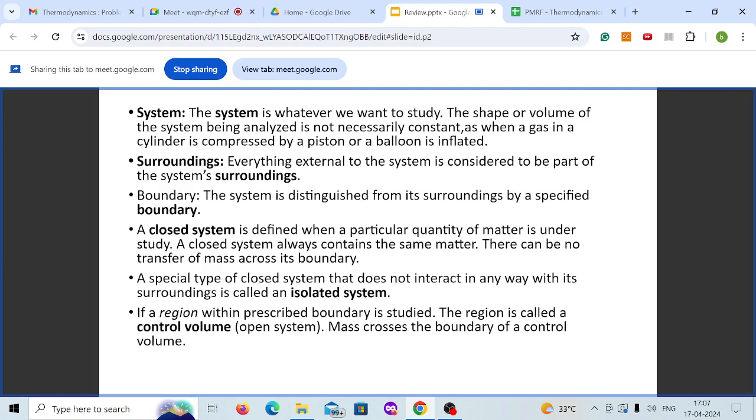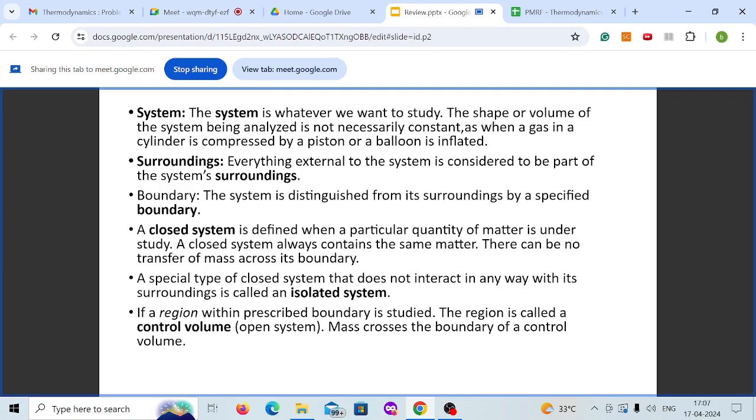So if you have inflated a balloon and that is your system, then the balloon will be your boundary. Whatever air is inside the balloon, that is your system. You can consider the balloon as your boundary, and the atmosphere outside is your surrounding. Then the system can be of two types, a closed system or an open system. And you also have a special case, which is an isolated system.